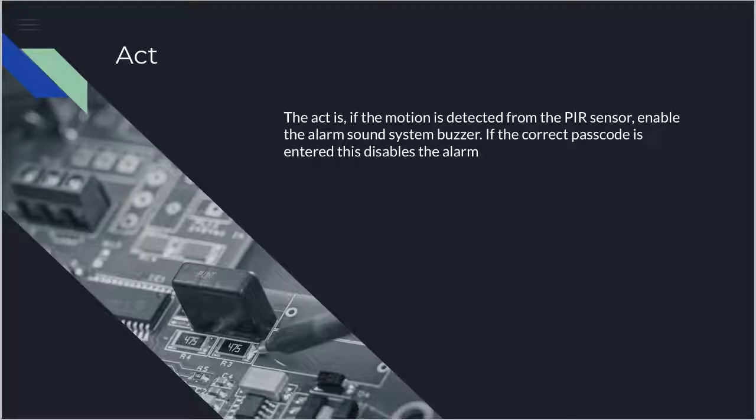The act is, if motion is detected from the passive infrared sensor, enable the alarm and sound the buzzer. If the correct password is entered, this disables the alarm. The way the system acts currently can also be changed and improved upon in Sprint 2. However, we are happy with how it acts at the moment when the alarm sounds.